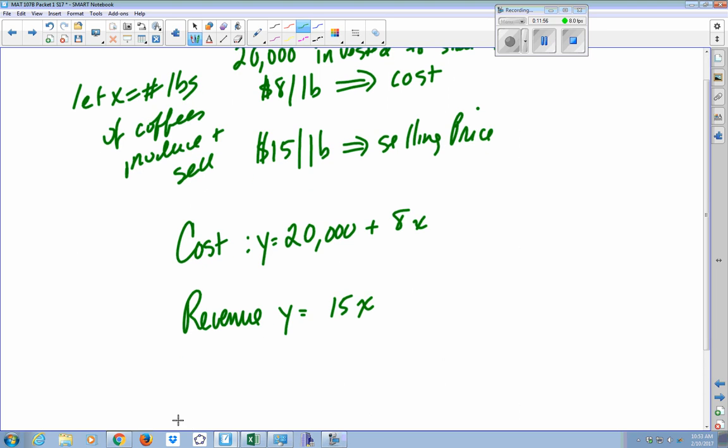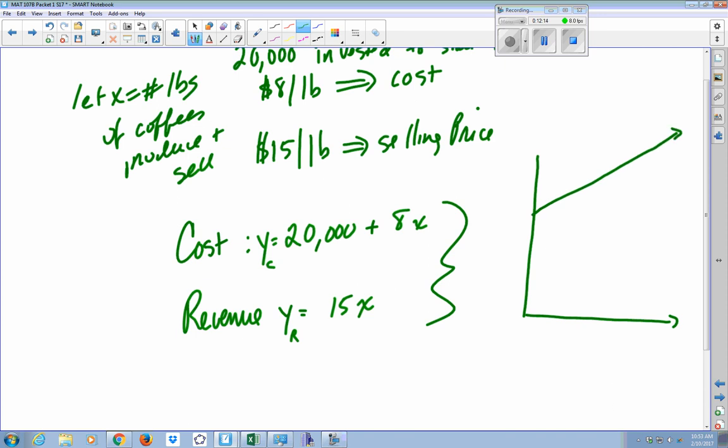And if you wanted to, you could differentiate between those two Y's with a little subscript like that, cost and revenue. And so this is a system. It's two equations, two linear equations. And if you were to graph these, this one would start way up high at 20,000, because when X is 0, that's 20,000. My revenue at 0 is 0. And at some point, those two lines will intersect. That point is the solution common to both of these.